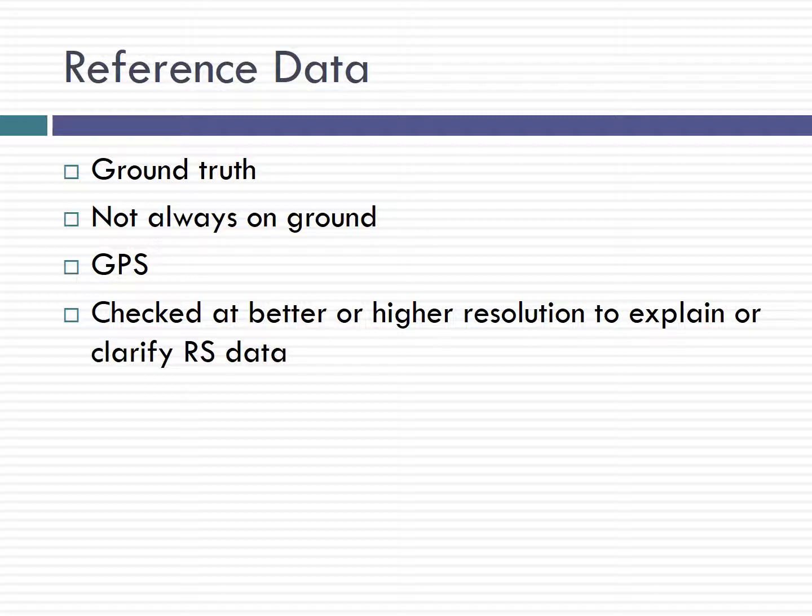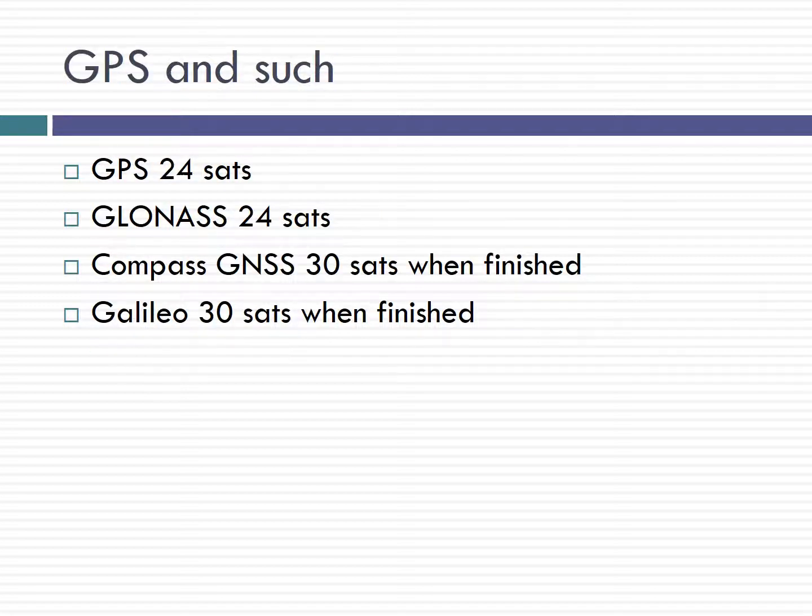We can also utilize our GPS instrumentation when we're collecting some of this data, and we need to make sure that it's reading properly as well, so that we can reference back to where the information comes from. Typically we check it at a better or higher resolution than what we're going to try to explain, and that helps us with remote sensing data. If we know that we've got reference data that's better than the remote sensing data we're using, it's helpful. As far as the GPS systems, we're going to go over this in a lot more detail later, but for now let's just stick with some of the basics.